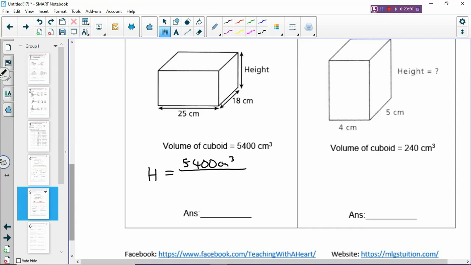Okay, so what is the height? Height is equal to volume divided by length times breadth, or you call it the base area. So you have 25 cm times 18 cm. Alright, you don't need to write all the unit signs there.